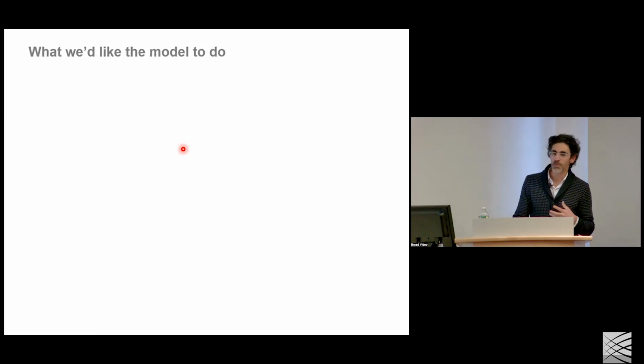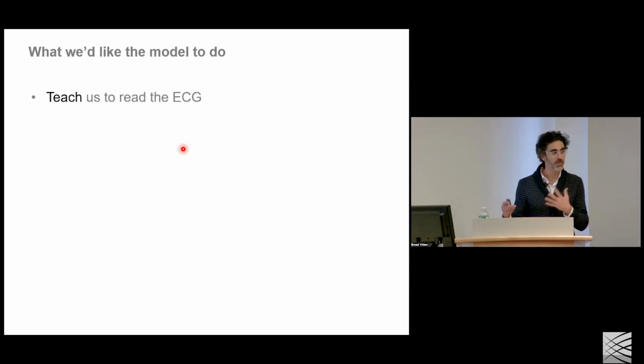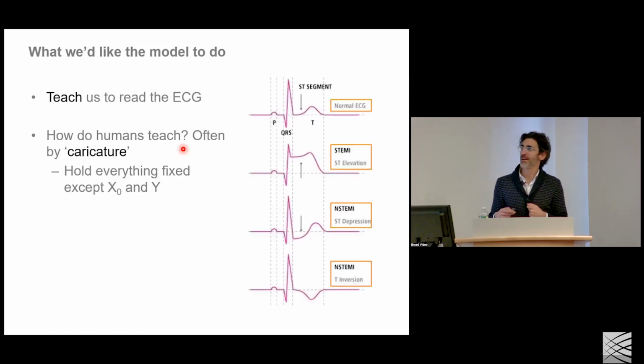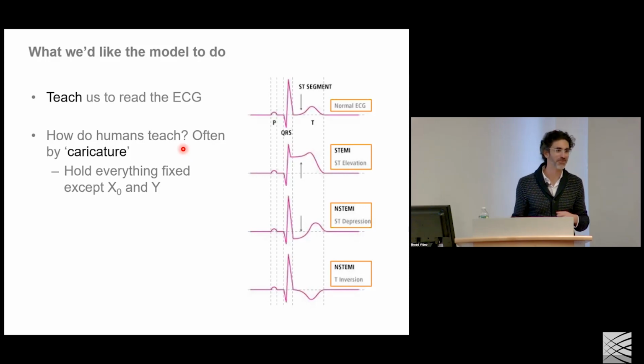So what would we like a model like this to do? Basically, the model knows something that we don't know, and we want the model to teach us what it knows. There's another setting where this happens a lot, which is medical school or residency, where somebody knows something that I don't know, and they're like, no, you need to learn this thing.